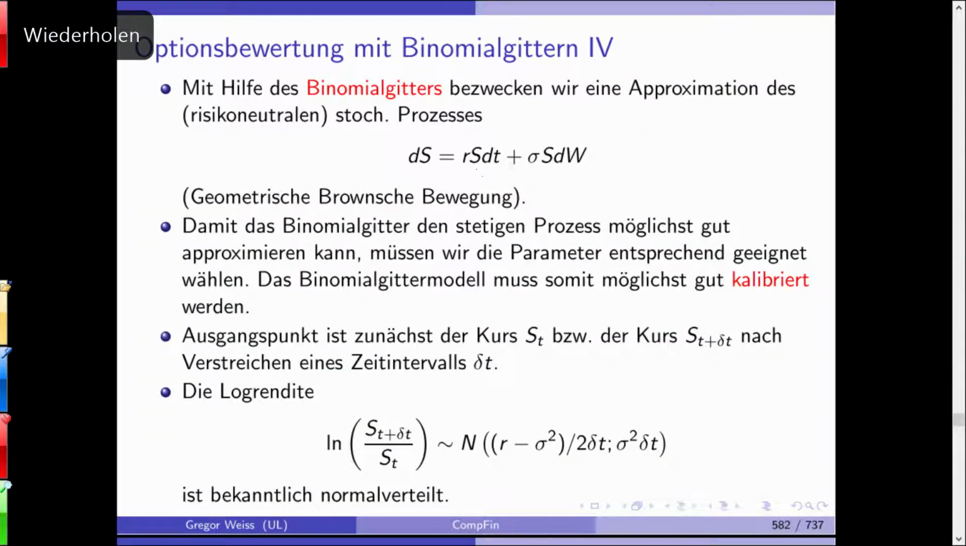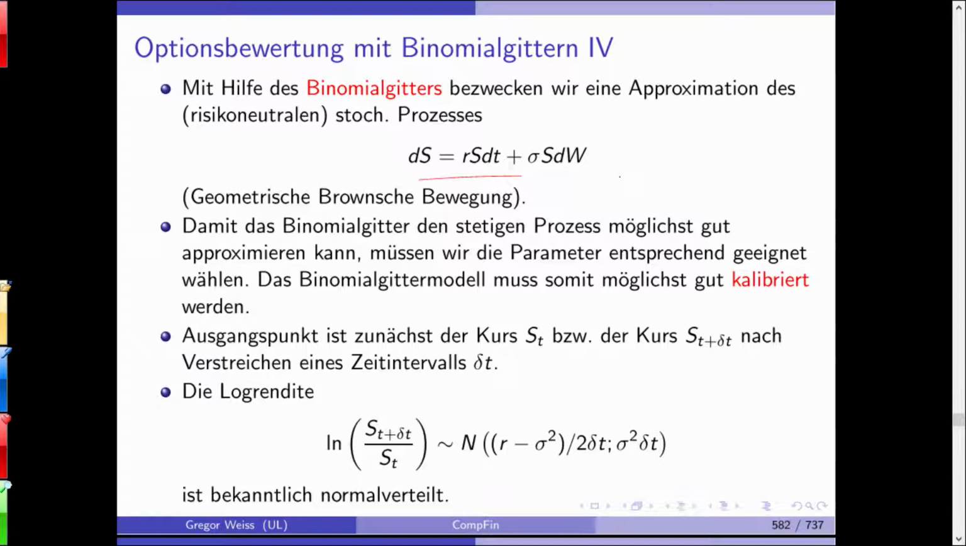And what happens now? In any of these cases, we are trying to approximate the continuous stochastic process. For example, the geometric Brownian motion, dS, the change in the underlying price, is given by R S dt plus sigma S dW. And we want this approximation to be as good as possible. Now, how do we do this? We simply look for some parameters, for some values of the initial process, and we set them equal to the parameters we get for our approximation.